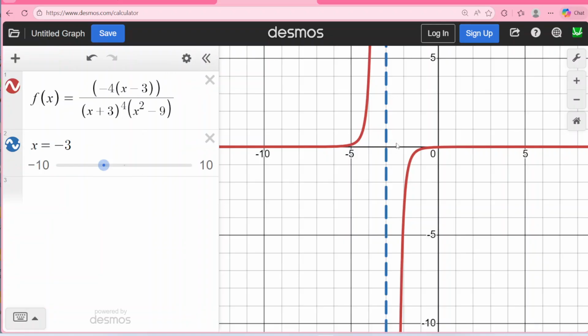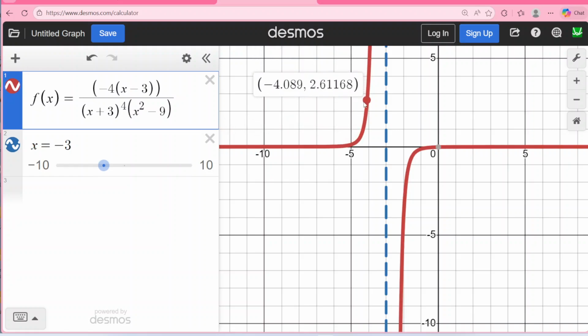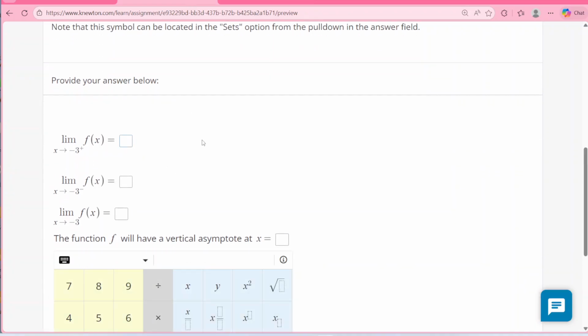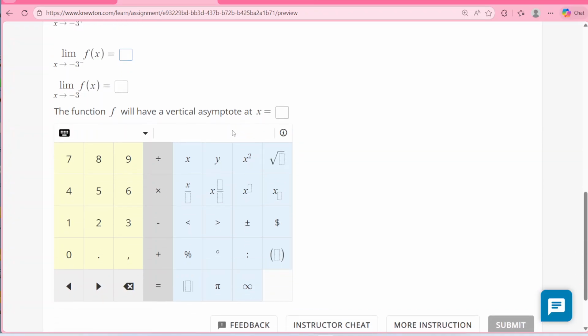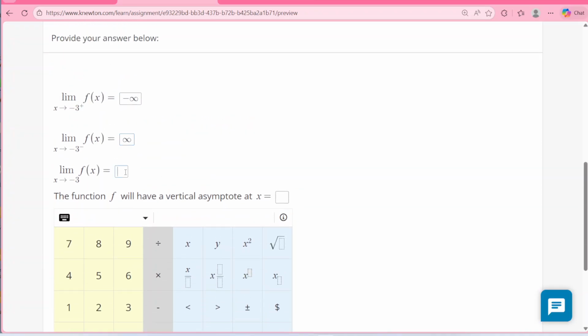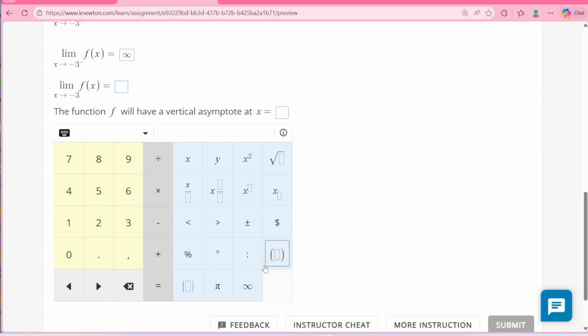All right. So look, from the graph, you can see that the left side limit is positive infinity. And as I approach negative 3 from the right, it goes down forever. So the right side limit is negative infinity, the left side limit is positive infinity, and therefore the two-sided limit doesn't exist. That's what I'm filling in these boxes here. This is the right side limit, which was negative infinity. This is the left side limit, which is positive infinity. And so the two-sided limit does not exist.